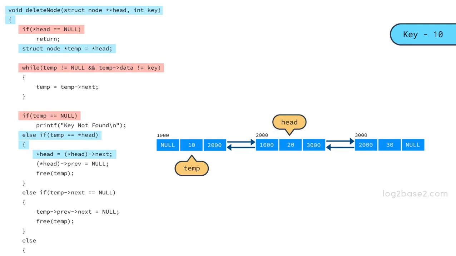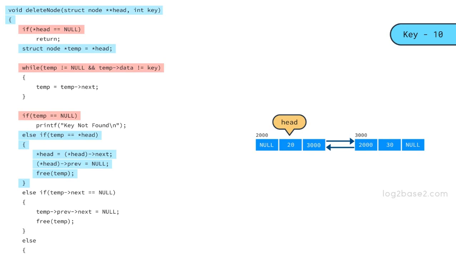Now we have to remove the link or connection. So make the new head's prev pointing to null. So write head prev equal to null. Now we have to delete this node and free this space. So write free of temp. So that's it. The node is deleted from the doubly linked list.